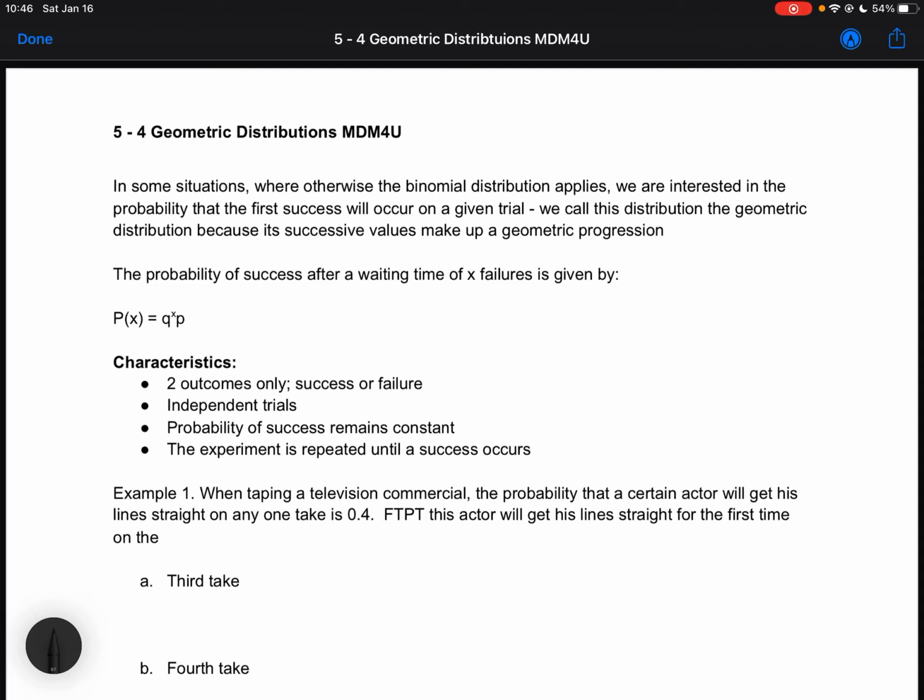So the probability of success after waiting a time of x failures is given by this expression here. Just like the binomial distribution, our exponents have to add up to our number of trials. In this case, our exponent on the p is always going to be equal to 1. So in a geometric distribution, you have two outcomes only, success or failure. Independent trials. The probability of success remains constant between trials, and the experiment is repeated until a success occurs. That signifies the end of the experiment.